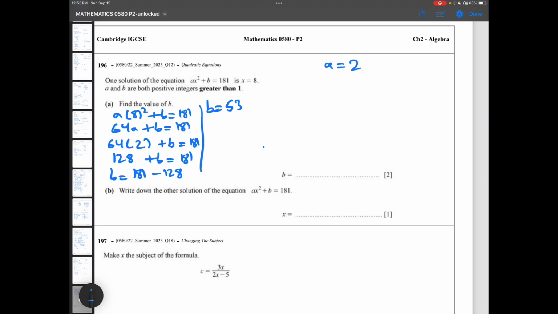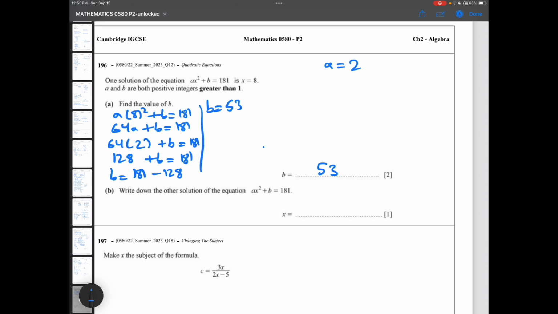Let's suppose we put a to be 3, then 64 into 3 is 192, and then we will get a negative value for b, so that won't be possible. Okay, so we have got a value for b, that is 53. We cannot put a anything greater than 2. If I do that, I won't be getting a positive value of b.